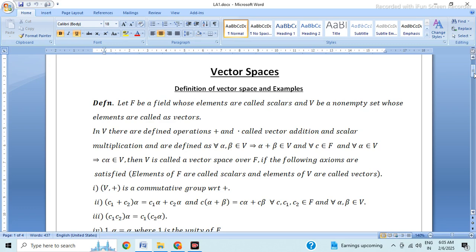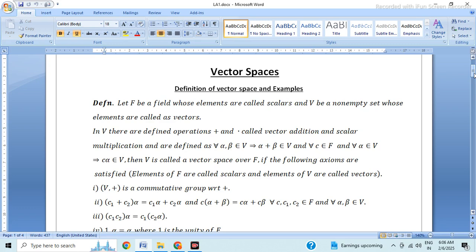Then after that, what is meant by a commutative group or abelian group? It should satisfy one more condition, that is, commutative law also. Then we have seen what is meant by a subgroup. H is a non-empty subset of a group G. It is said to be a subgroup if H also satisfies all conditions of a group.